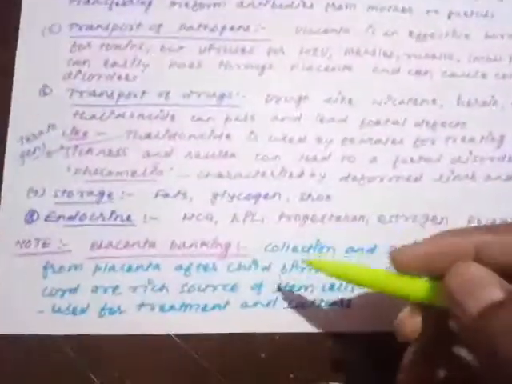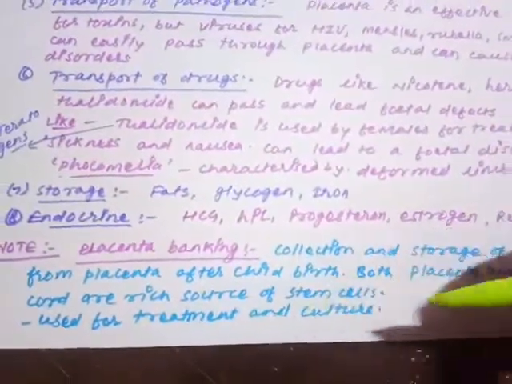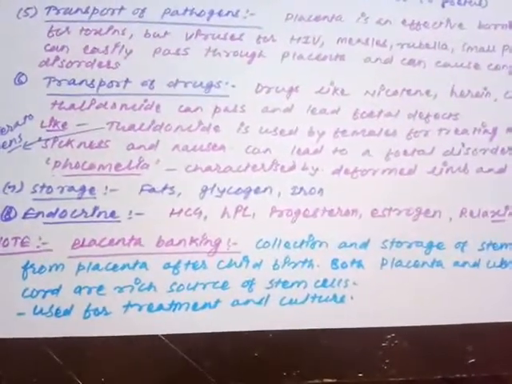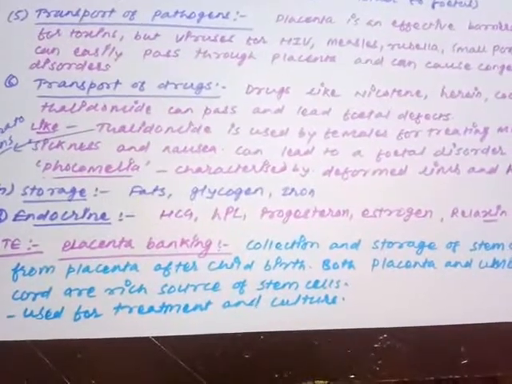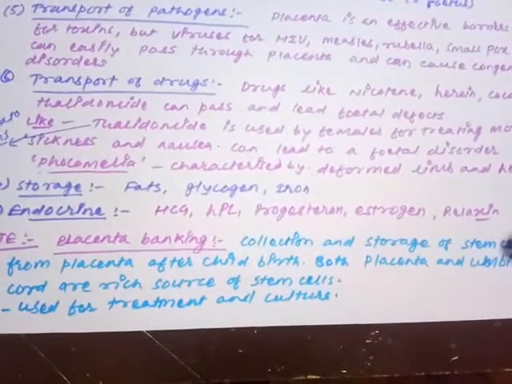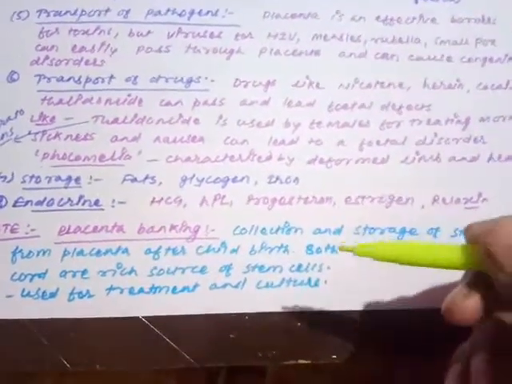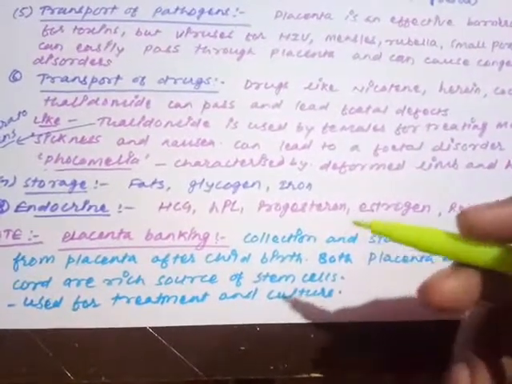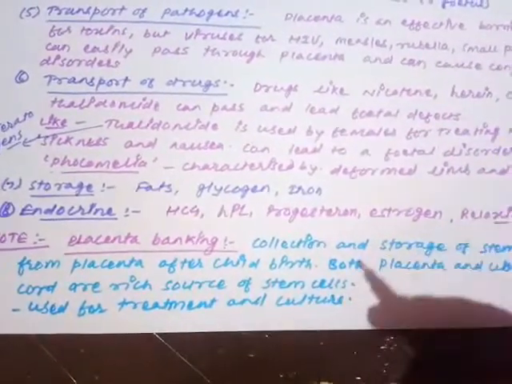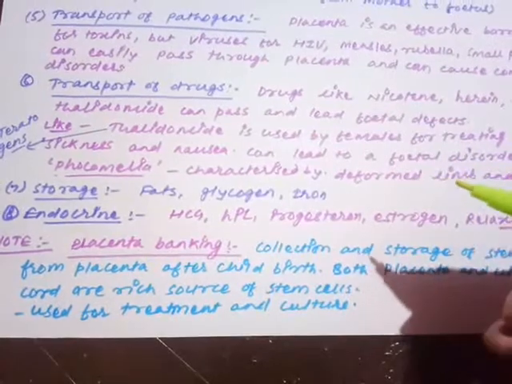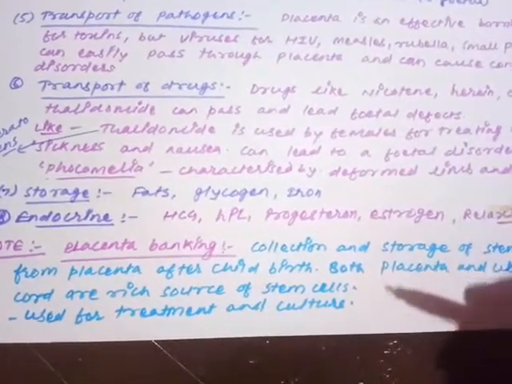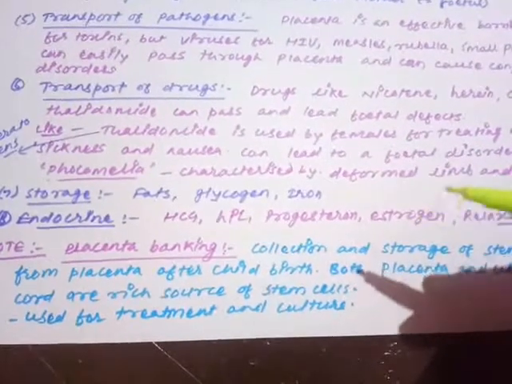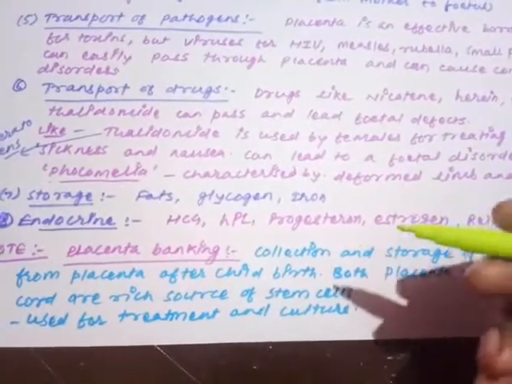Moving on to the next note, placenta banking. Nowadays, after childbirth, if the facilities are available in the hospital, they collect and store the stem cells present in the placenta. After childbirth, whatever stem cells are present in the placenta are stored in the form of a stem cell bank. These stem cells are obtained from the placenta. That is why the process is called placenta banking.